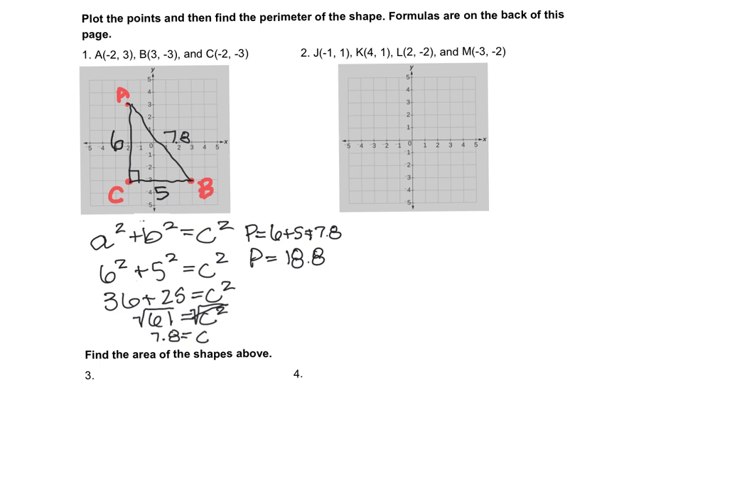Now on to number 2. We're going to start by plotting the point (-1, 1). So we're going to start at the origin, go to the left 1 and up 1 for point J.